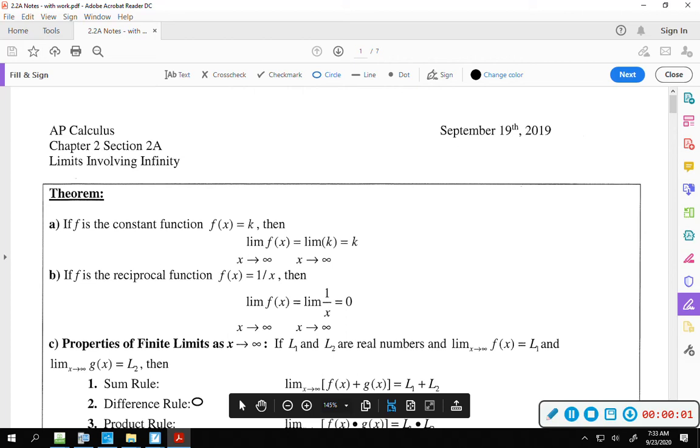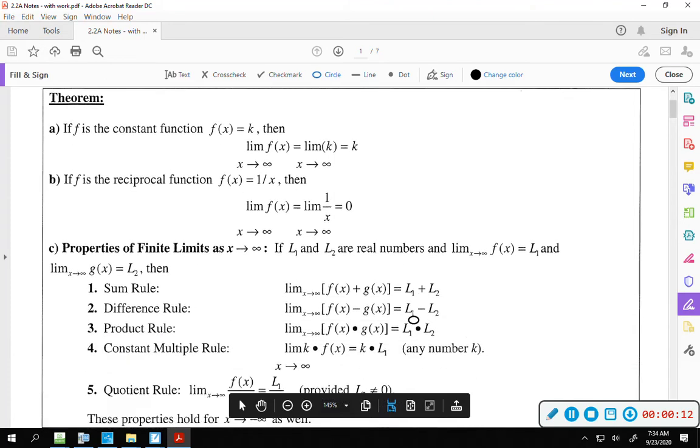Okay, this is a recording of Chapter 2, Section 2A, Limits Involving Infinity. Don't worry about the date that you see up here. Obviously, this is from last year. I'm going to talk through some of it on the screen, then I'll also go to the camera at times as well.